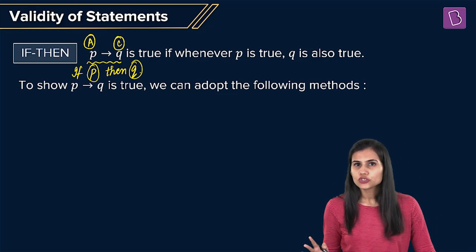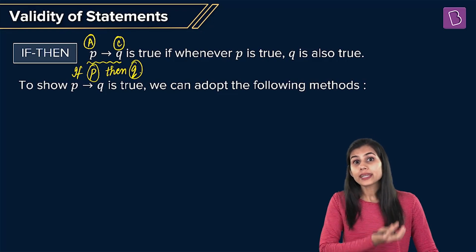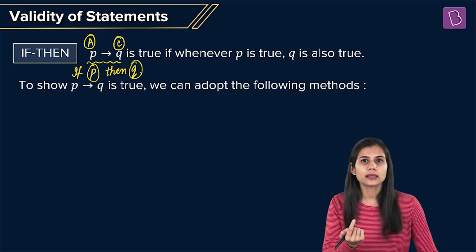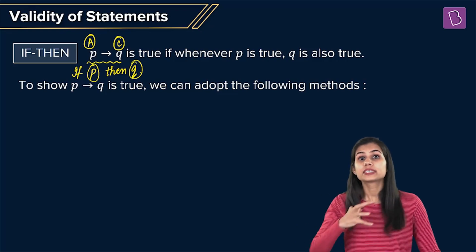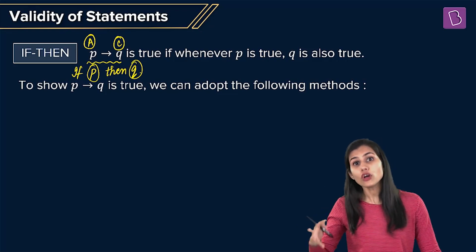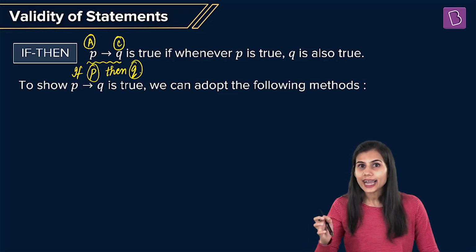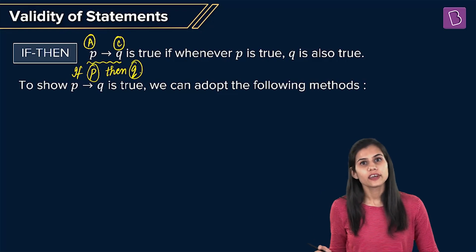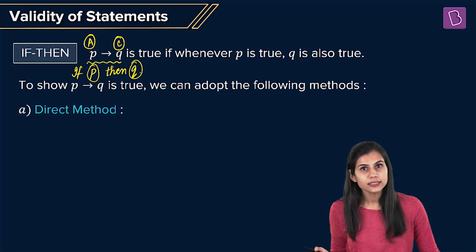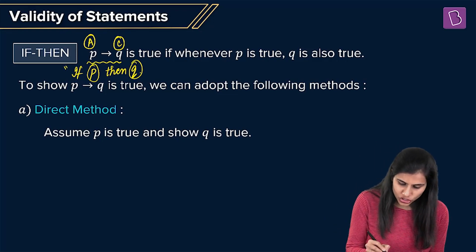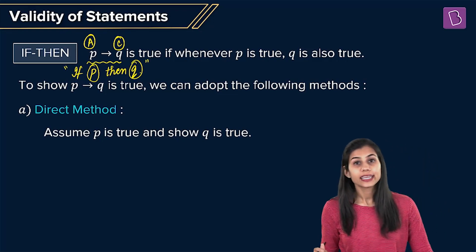Right? So, if I assume that condition P is holding true, and under this assumption I somehow prove that the resultant or the outcome Q will also hold true, then I have proved that this statement is valid. Isn't it? This is called the direct method to prove that a conditional statement is valid. In here, what do?